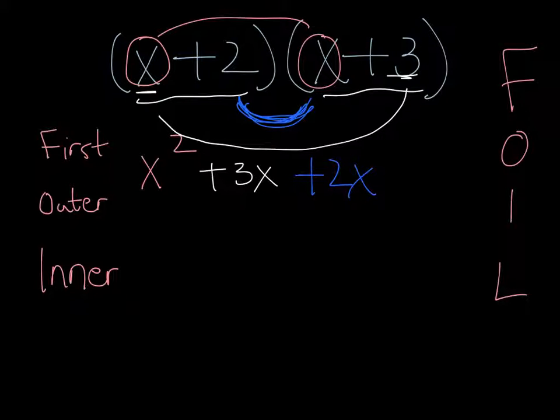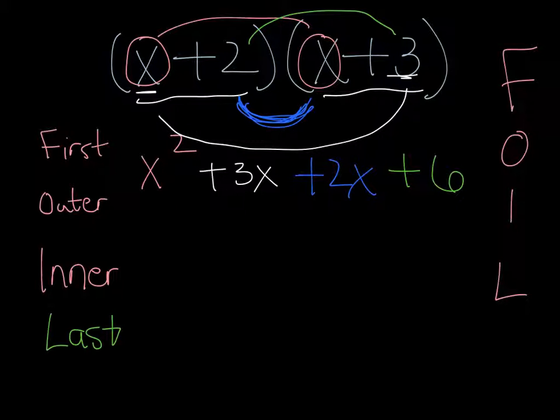And then we have one more term, and that's the L, and L stands for last. So when we do the last, we're talking about the 2 times the 3. So 2 times 3 is 6, and it's positive. So this is what I have. What I've done is I've multiplied everything in the first binomial times everything in the last binomial, and I have x squared plus 3x plus 2x plus 6.